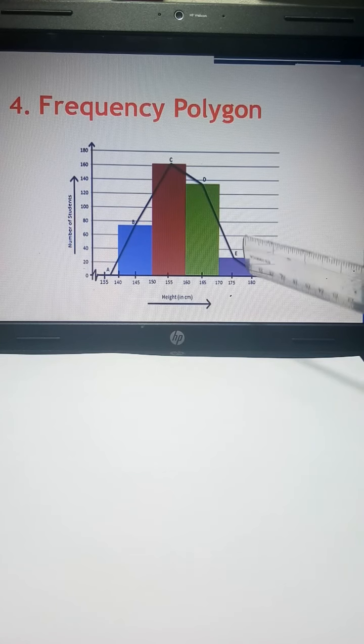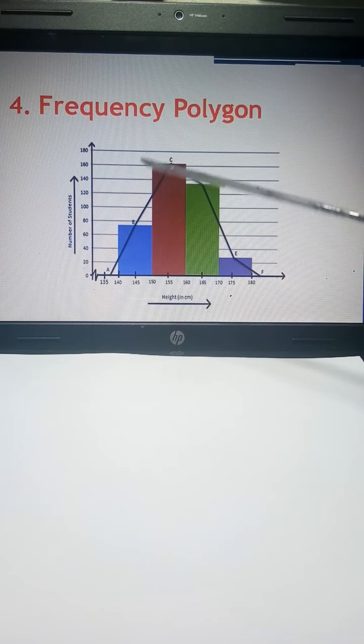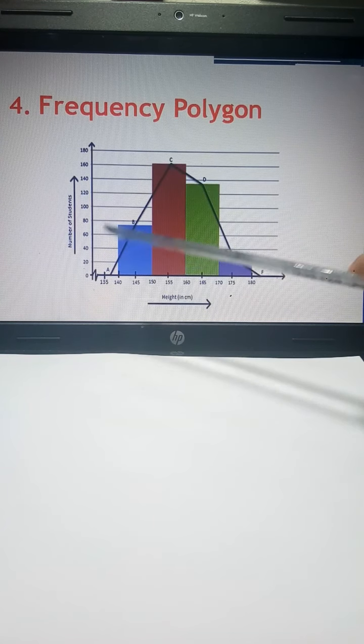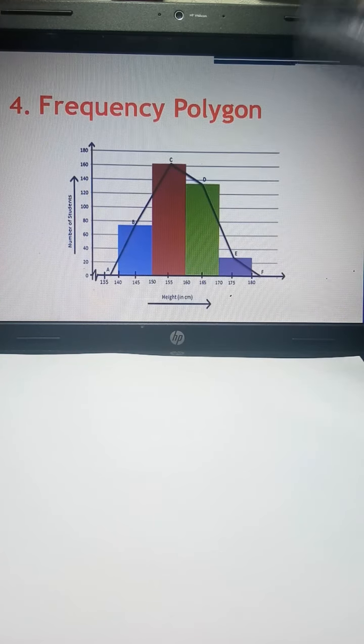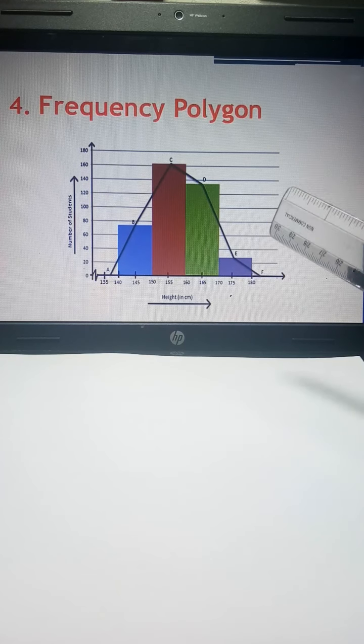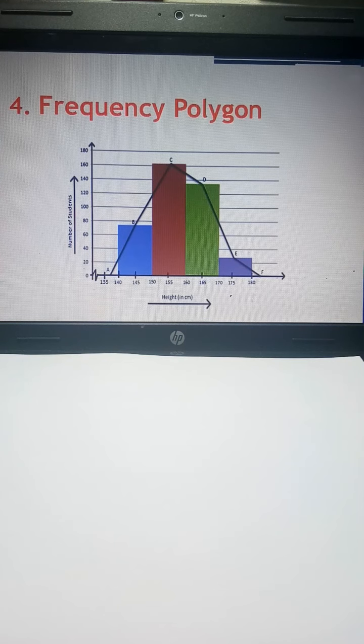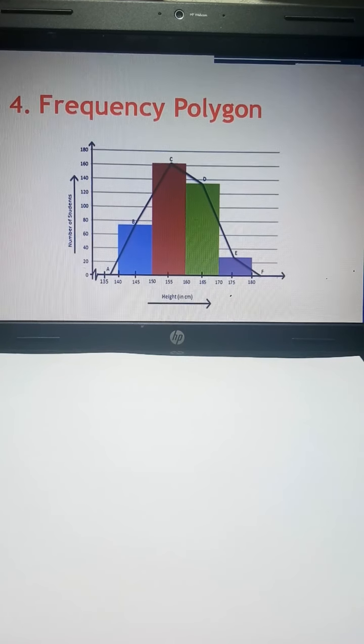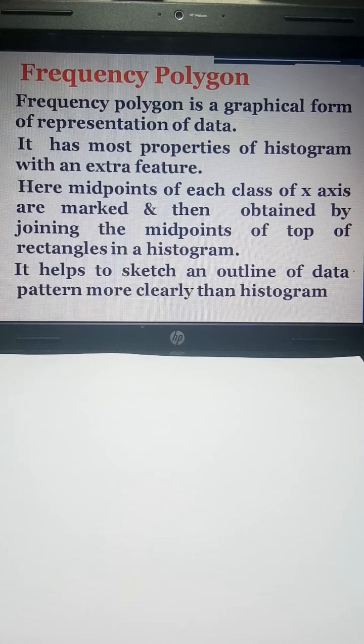Just look at the picture. This is our histogram, and along the x-axis we choose the midpoint of each rectangle and then join all the midpoints by straight lines to draw the frequency polygon. It is not necessary that every time we draw the histogram to draw the frequency polygon. We can make the frequency polygon alone or along with the histogram. Where we use the frequency polygon, it helps to outline the data pattern more clearly than the histogram.